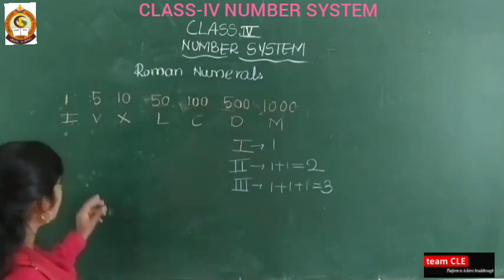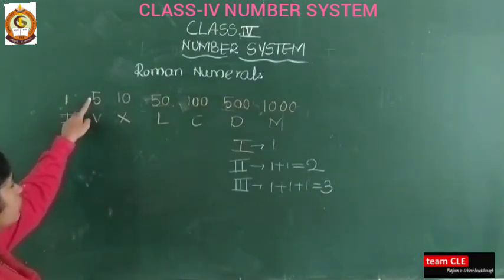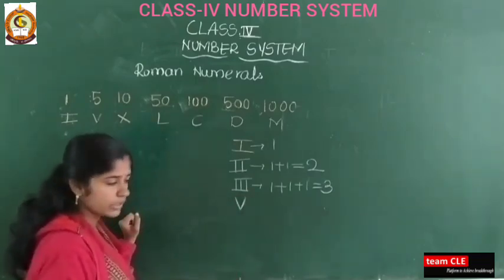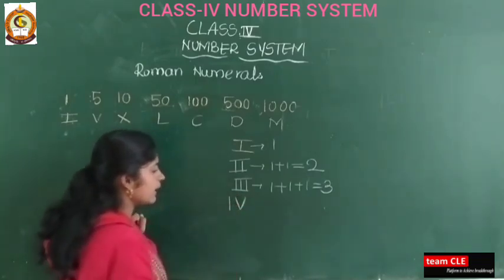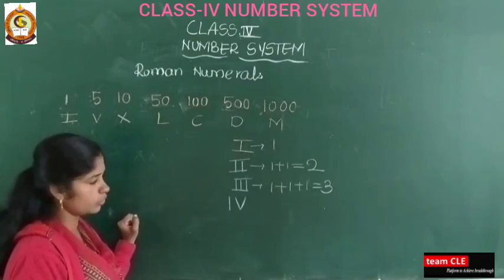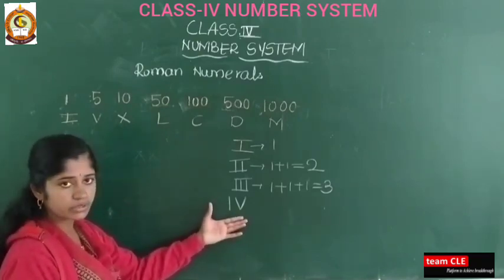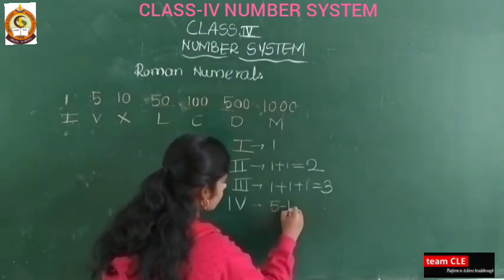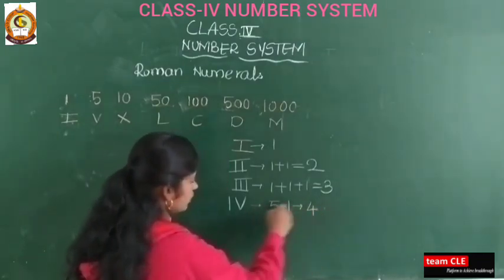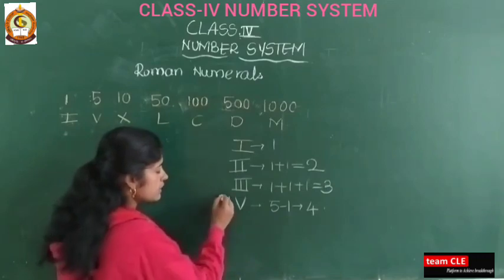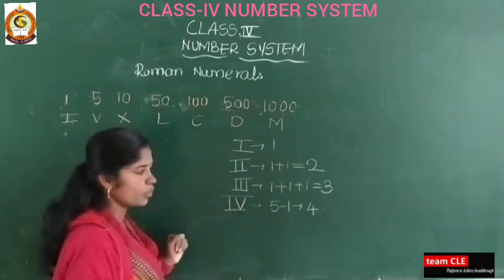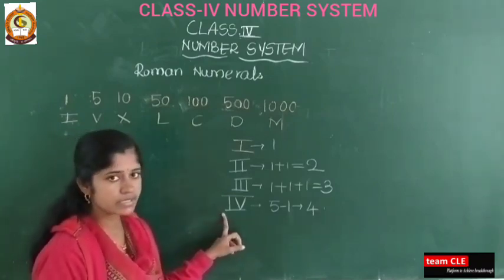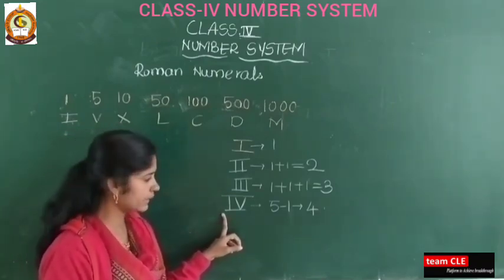So then how to write 4? Already you know about 5. V means 5. If I place the smaller letter before the bigger letter, that is the rule of subtraction, which means here 5 minus 1. How much is that? 4. 5 minus 1 is 4. So this is the rule of subtraction, and this is the rule of repetition. I hope you are getting my point.